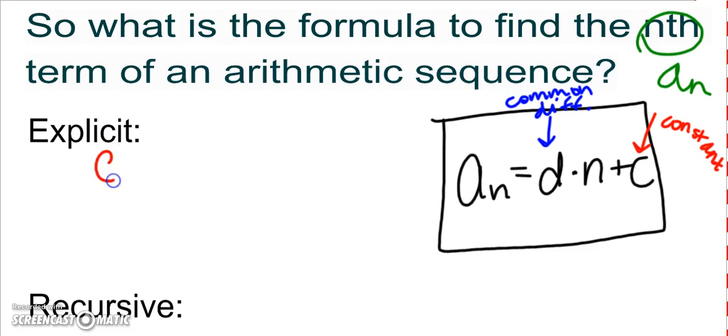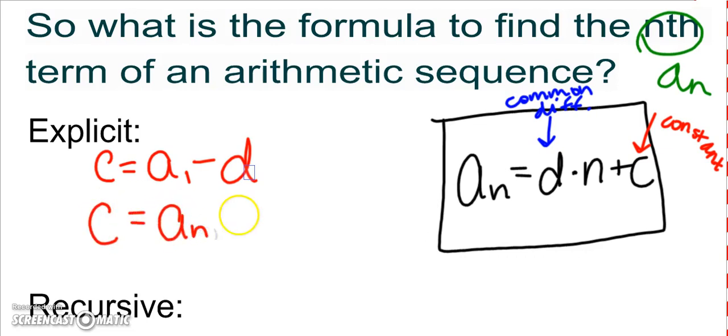Well, our constant is going to be equal to the value of our first term minus our difference. Now, sometimes you're not given the first term, but you can still find your c value. It'll be whatever term you are given minus d times that n value. Now you'll notice this formula is just this one switched around. Subtract the d times n. That's how you could solve for c if you needed it.